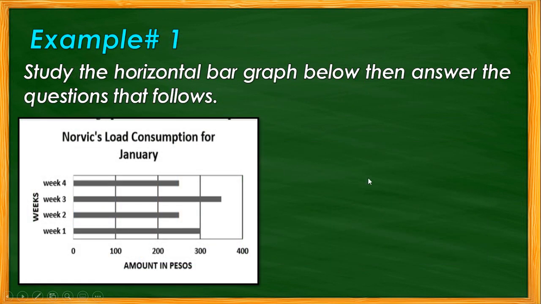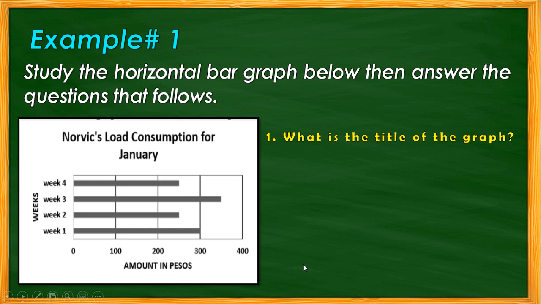Now, let's have some examples to further analyze this topic. Let's study the horizontal bar graph below and then answer the questions that follow. This should be the title. This should be the data being represented in weeks. So we have week 1, week 2, week 3, week 4. And then this should be the amount. We have the interval of 100: 0 to 100, 100 to 200, 200 to 300, 300 to 400. Don't forget, we have the same interval in each of the quantities. So this should be the question. What is the title of the graph?